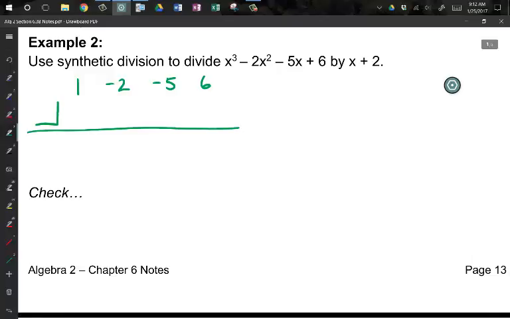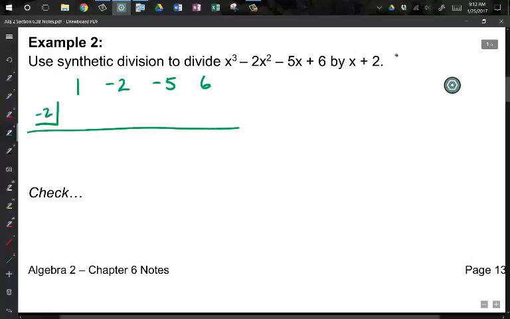-2. Noah? -2? Why? It's like the opposite. Okay, it's the opposite of x plus 2. So put a -2 out there. If you forget why that is, set x plus 2 equals 0 and solve for x.